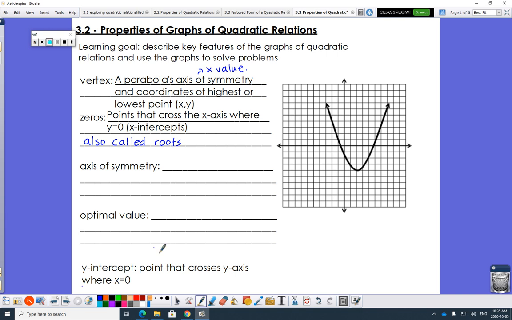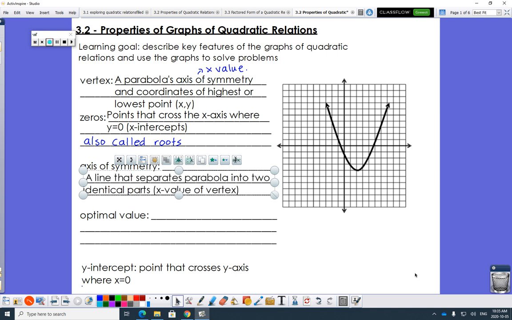Okay, so the axis of symmetry again is where the parabola is symmetrical, and an axis sort of implies a line. Sometimes you'll see it drawn as a dotted line, usually, to differentiate it from the x and y and the parabola. And again, you're looking for the x value of the vertex.